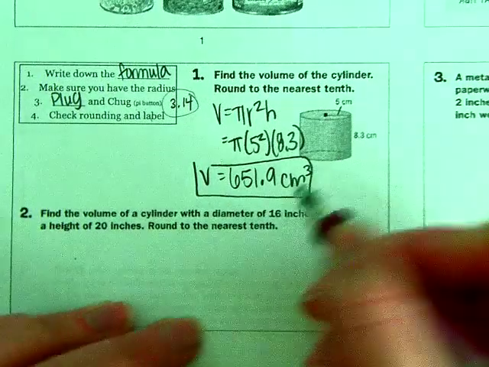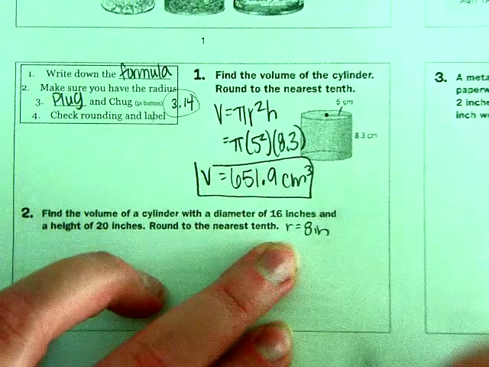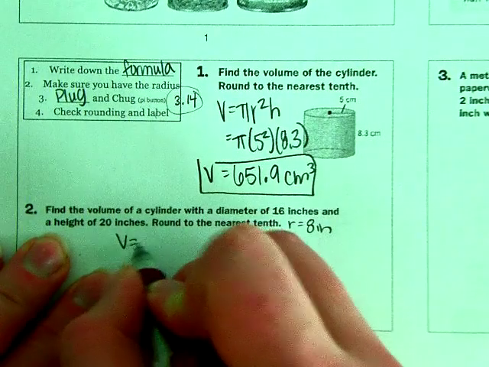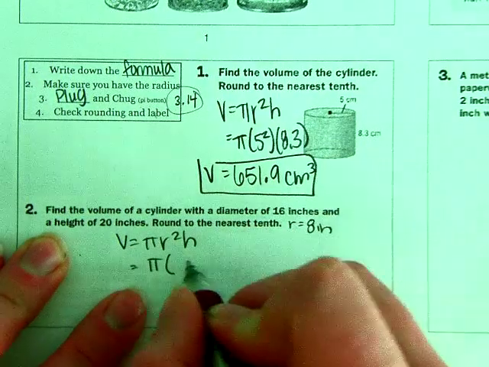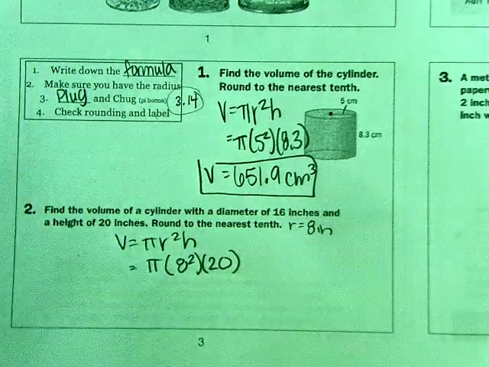The next one does not have a picture, but it says find the volume of a cylinder with a diameter of 16 inches. Well, that means that the radius is half of that, so 8 inches, and I need to have the radius, and a height of 20 inches, round to the nearest tenth. So volume equals pi r squared h, pi times 8 squared times 20. I can type it in my calculator just like that.